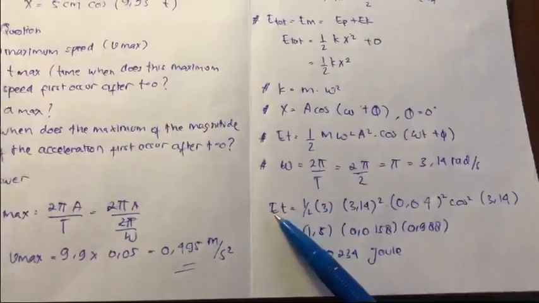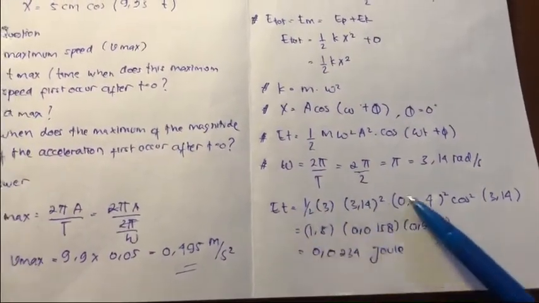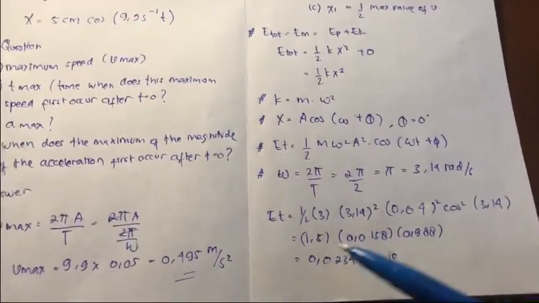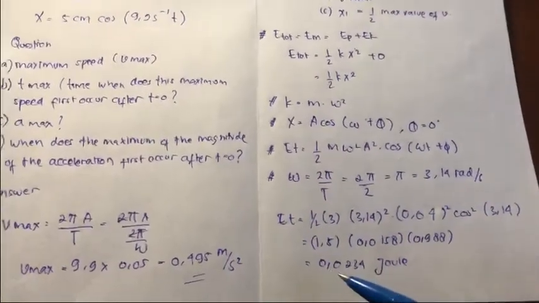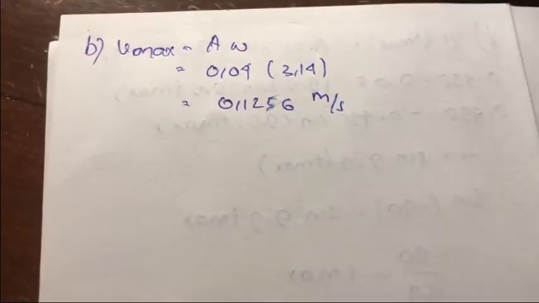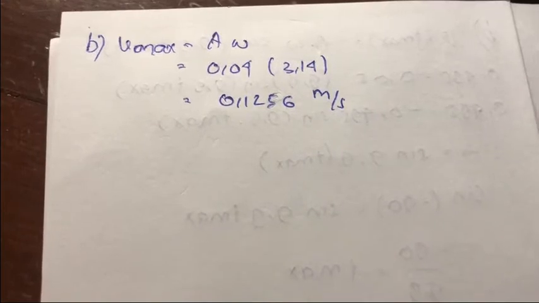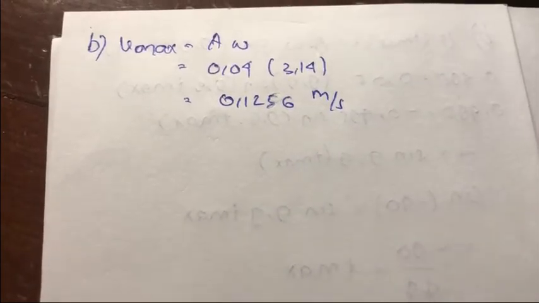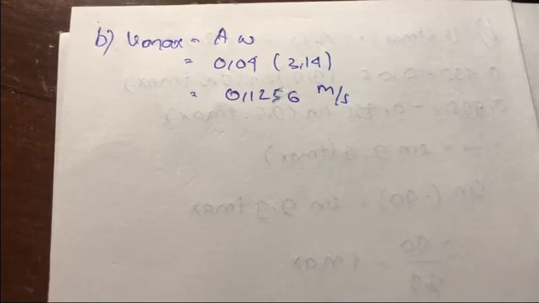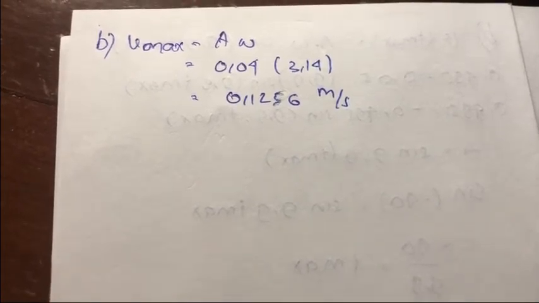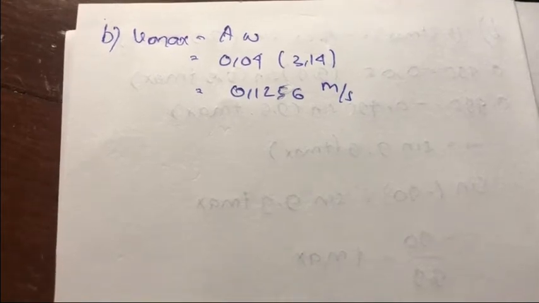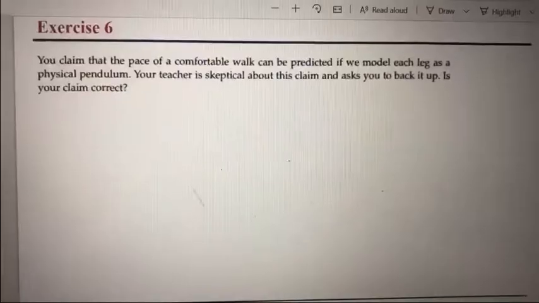Then for the total energy, we just put in the other data that we got before, and we get the total energy is 0.0234 joule. Next question is Vmax. Vmax is amplitude multiplied by omega, so 0.04 multiplied by 3.14, and Vmax is 0.1256 meter per second.